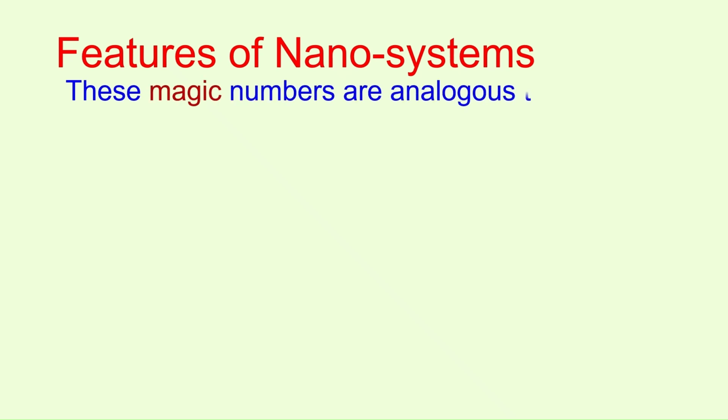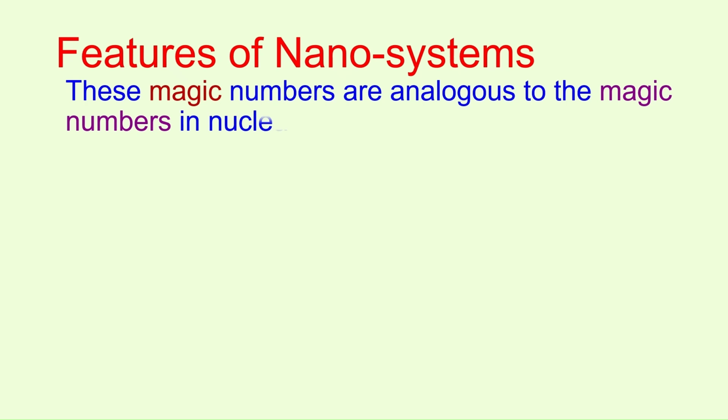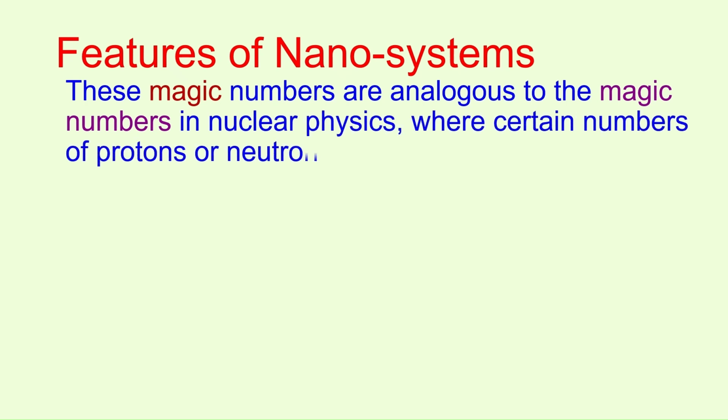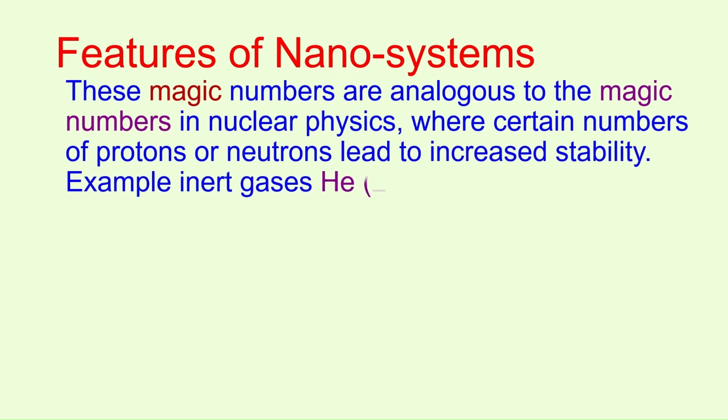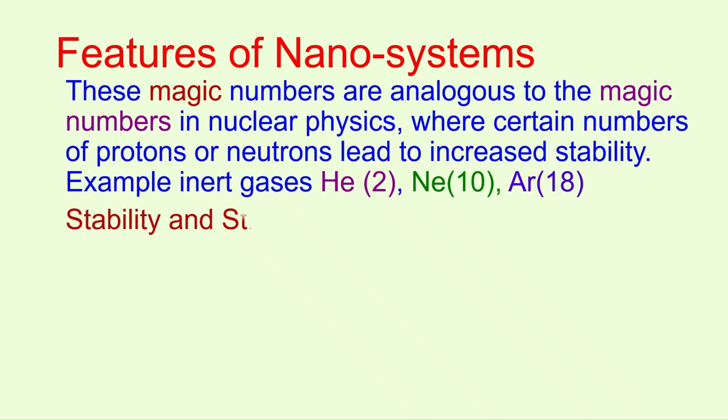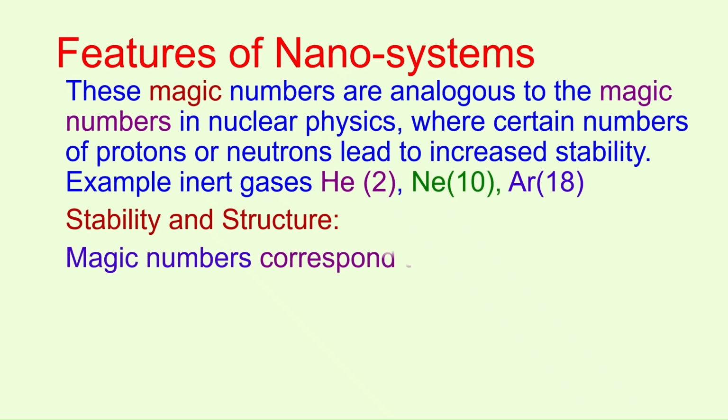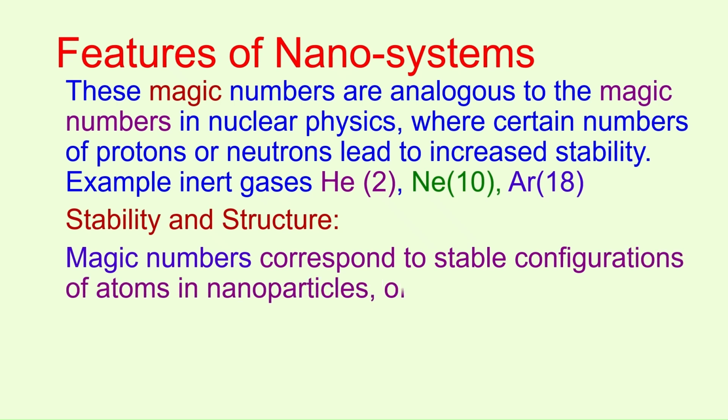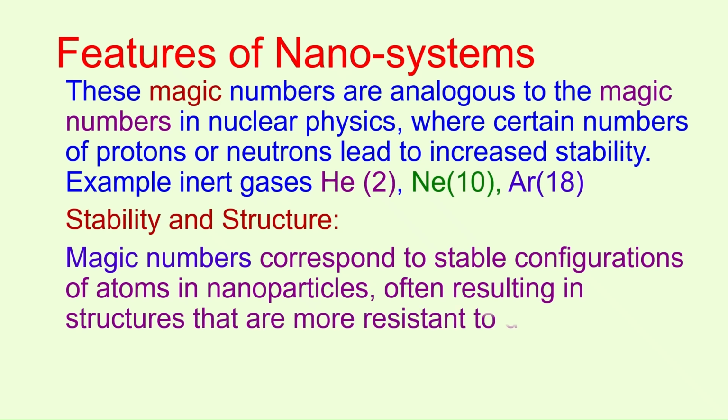These magic numbers are analogous to the magic numbers in nuclear physics, where certain numbers of protons or neutrons lead to increased stability. For example, the inert gases helium has 2 protons, neon has 10, and argon has 18 protons. Stability and structure. Magic numbers correspond to stable configurations of atoms in nanoparticles, often resulting in structures that are more resistant to deformation or aggregation.